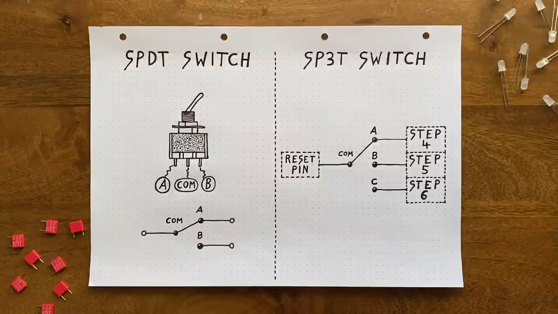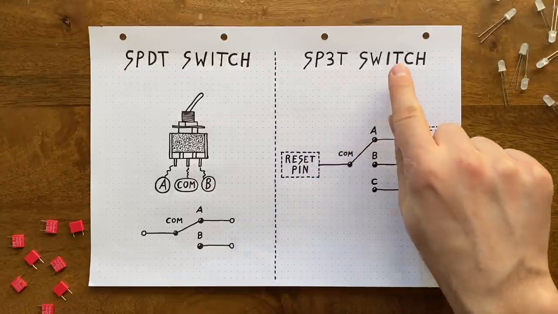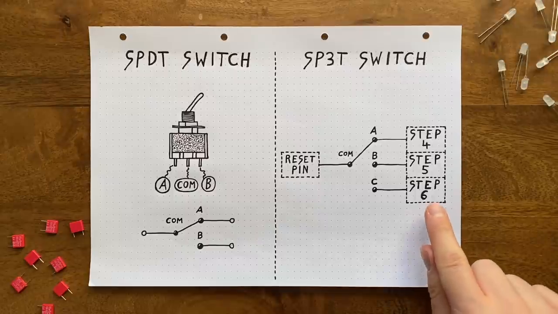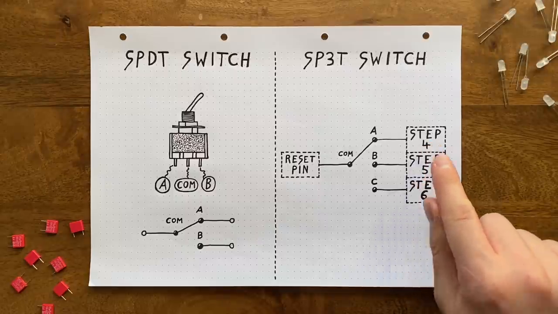Since I'd like to be a bit more flexible with my options though, I'd go for a single pole triple throw switch instead. It's the same basic concept, but with 3 instead of just 2 signal destinations, allowing us to choose between 3 distinct loop lengths: 5 steps, 4 steps, and 3 steps.